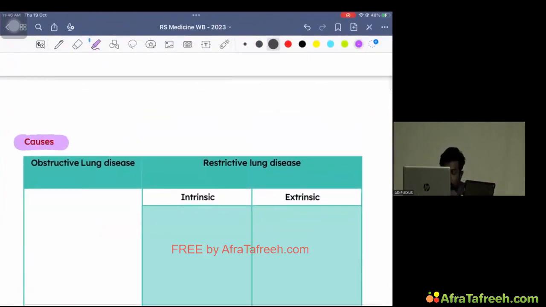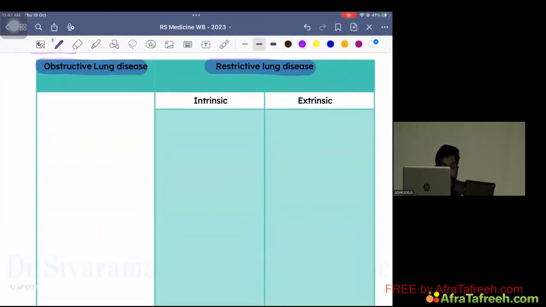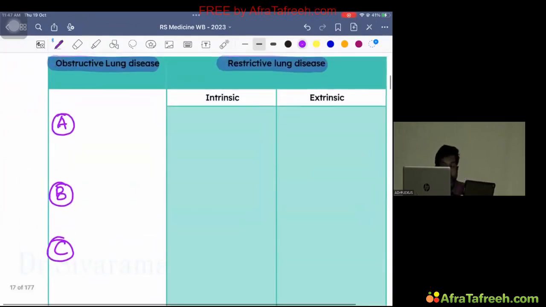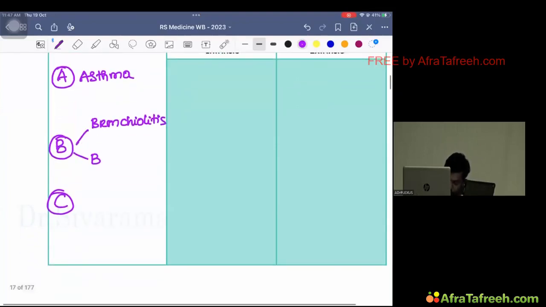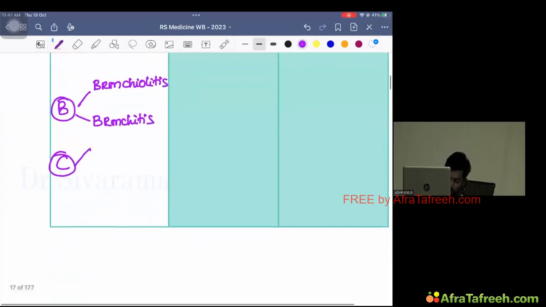Coming to causes, you have two types: obstructive lung disease and restrictive lung disease. If you take the causes of obstructive lung disease, it is going to be A, B, and C. What are the three obstructive lung diseases? A for asthma, B for bronchiolitis, bronchitis, and C for COPD, in that emphysema.